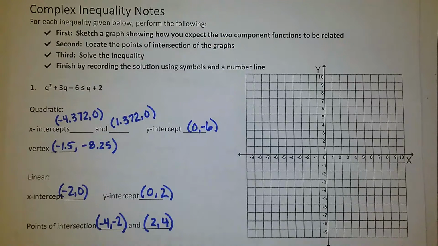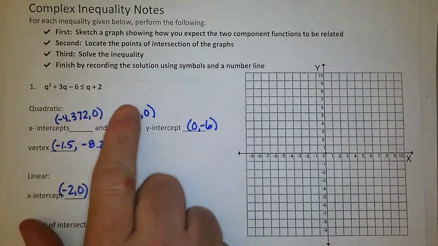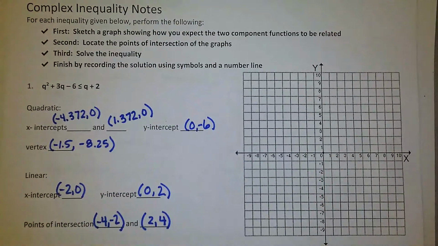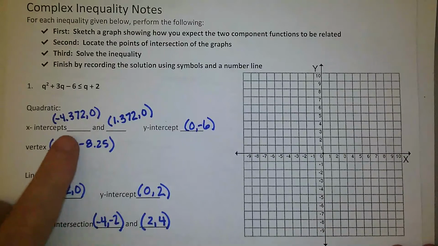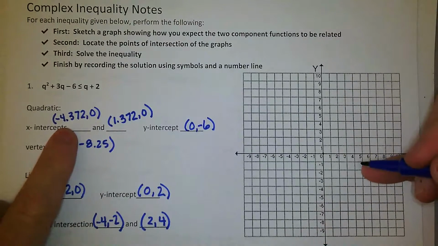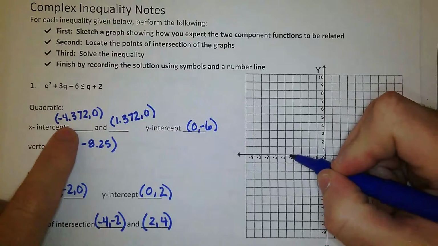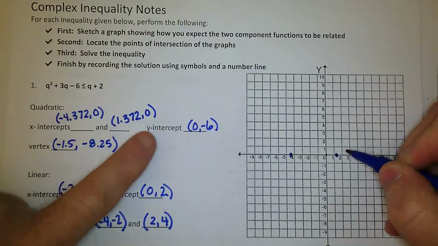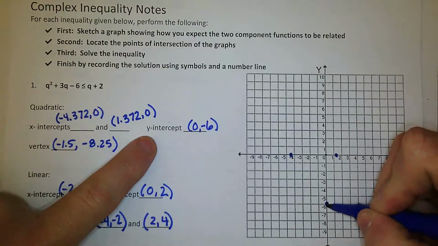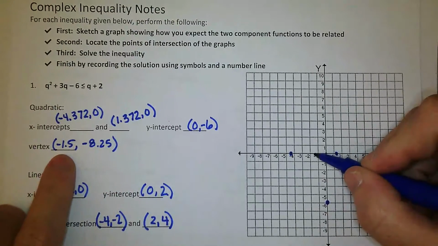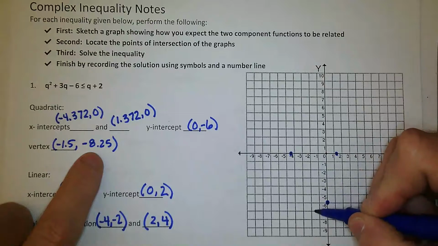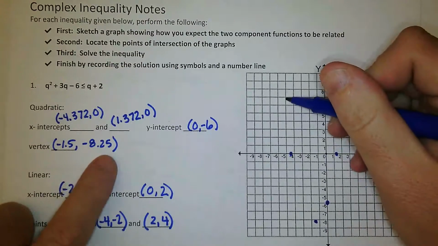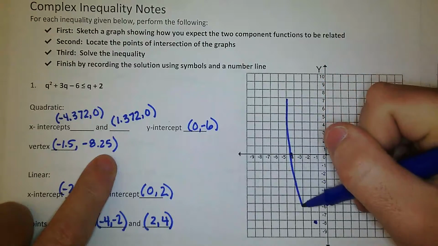Okay, so now that we have our information all put in here, now I'm going to plot this thing. So I know that I need to plot my x-intercepts for my quadratic at negative 4.3 and at 1.3. My y-intercept is at negative 6. And my vertex is at negative 1.5, negative 8.25. So that's like right here. So this is what my quadratic looks like.